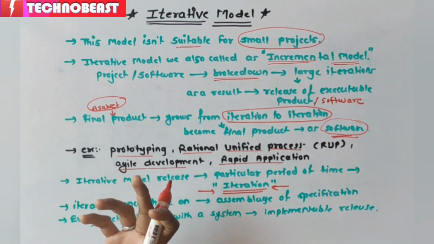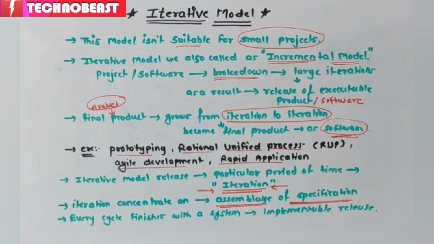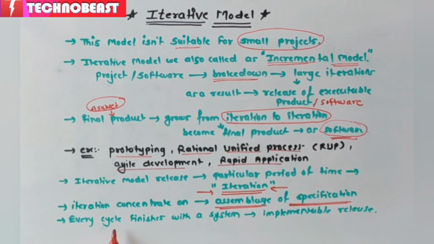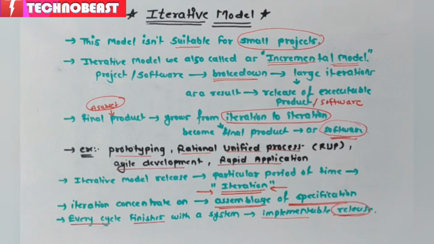Okay, moreover the iteration concentrates on a particular assemblage of specification. Particular assemblage of specification means it will concentrate on a particular part of the requirement which will be developed in a particular iteration. Okay, every cycle finishes with a system, and that provides us an implementable release. Implementable release means whatever outcome comes from the feedback, or we can say evaluation, gets implemented as a product, as software, and gets released. That we call an implementable release.